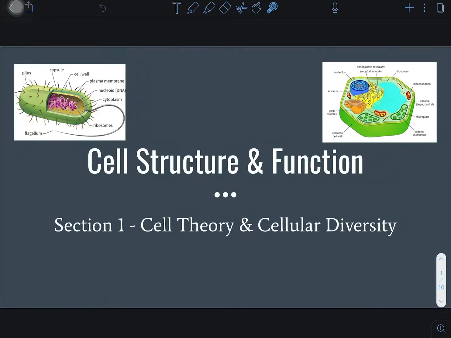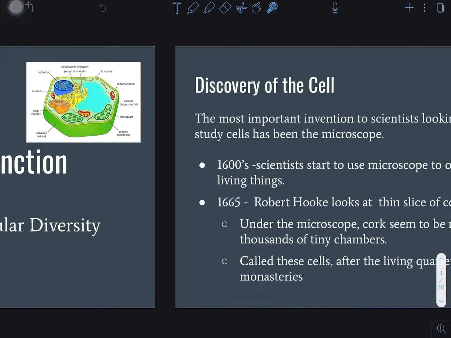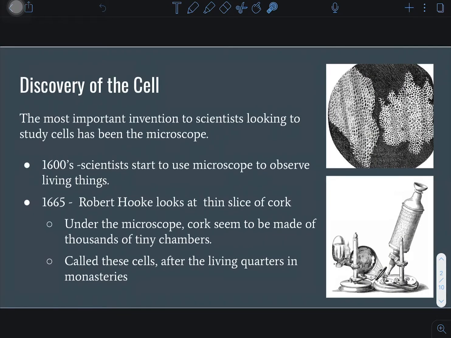Welcome everyone to this section of Guided Notes. This is talking about cell structure and function, but specifically we're talking about the cell theory and the diversity of cells. So what the heck is a cell?